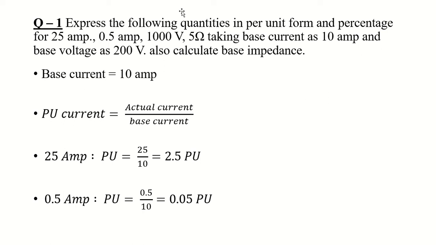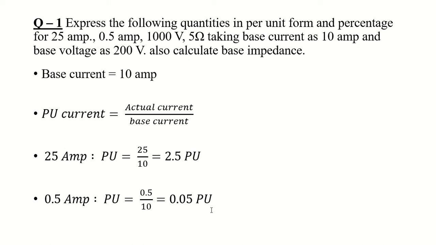Similarly, doing it for the 0.5 ampere. For 0.5 ampere, we have actual current divided by base current. Actual current is 0.5 here, and base current is again given as 10, so we write 10. So the value will be 0.05 per unit. Very simple.